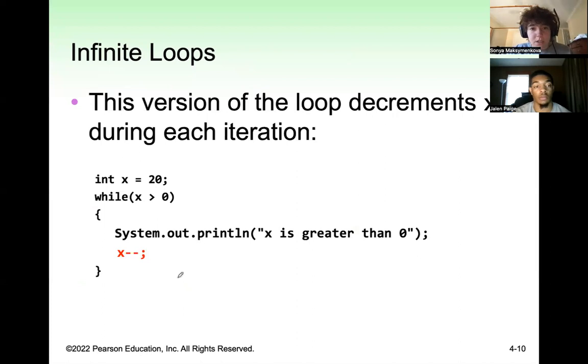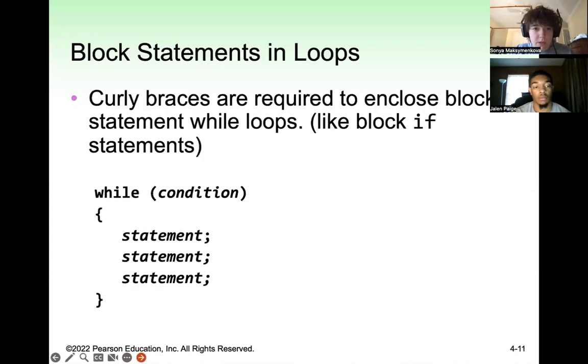See, this is how they fixed it: x minus minus, so we're just taking 1 from x each time we run this loop. Now, as I said before, curly braces are important in Java, as you may have noticed. They are required in almost any block statement. So in this case, all of the statements right here belong to the while loop because they are in between the curly braces.